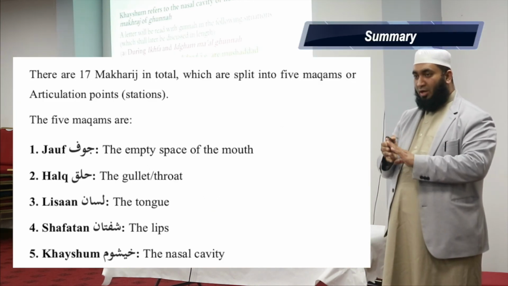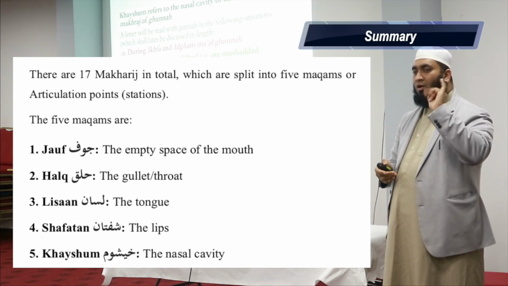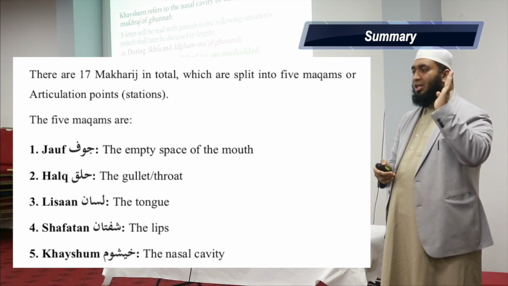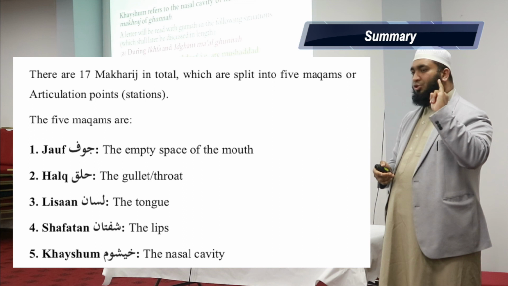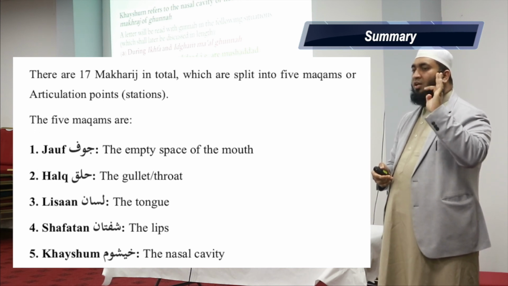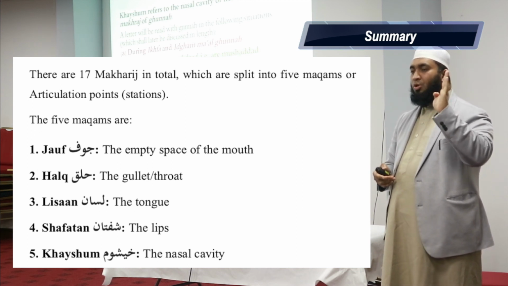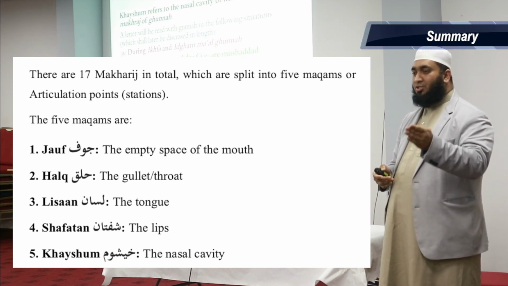There are 5 maqams in total: Jawf, Hal, Lisan, Shafatan, Khayshum. We talked about Jawf, we talked about Hal, we talked about Shafatan, and we talked about Khayshum. We left Lisan, so we'll discuss Lisan inshallah next week.